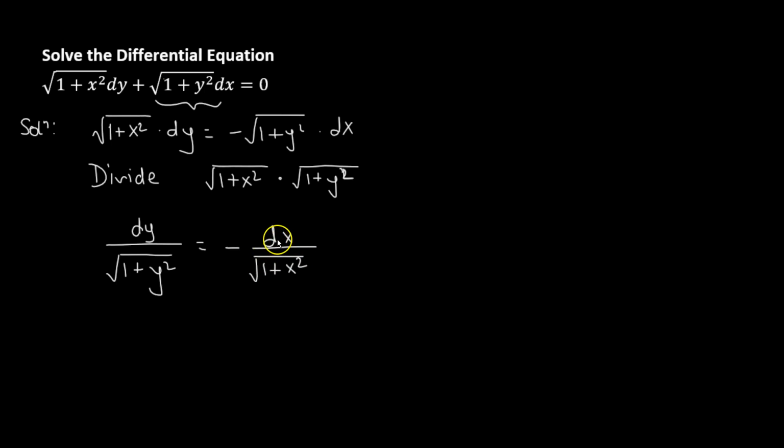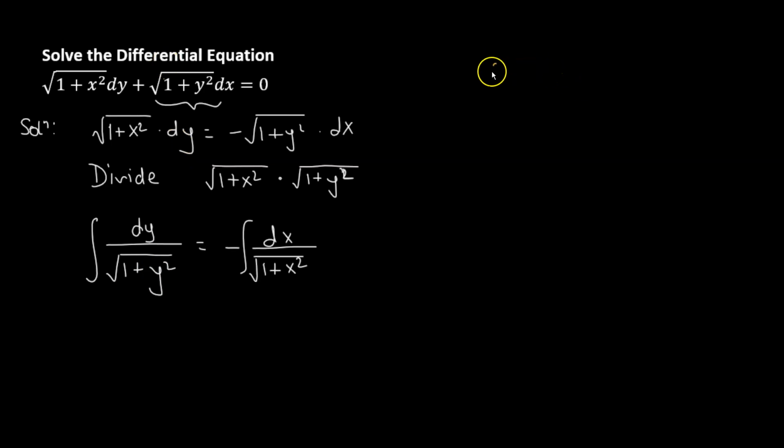Now we have the coefficient of dx, which is negative 1 over square root of 1 plus x squared, purely a function of x. Similarly, the coefficient of dy is purely a function of y. So that means we can integrate both sides. Now the integration of dy over square root of 1 plus y squared, we'll use the formula here. Let me write it down.